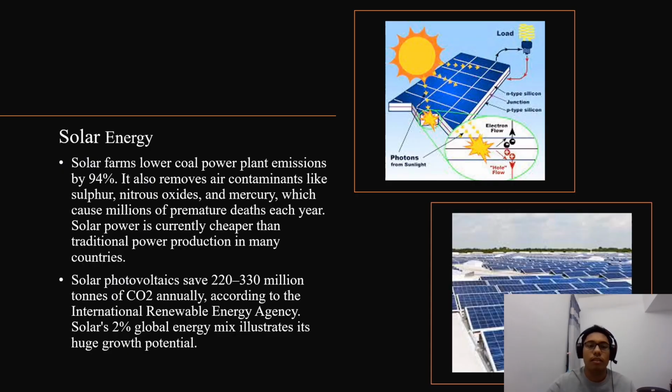For the next one, the solar energy. Solar energy lowers coal power plant emissions by 94%. It also removes air contaminants like sulfur, nitrous oxide, and mercury, which cause millions of premature deaths each year. Solar power is currently cheaper than traditional power production in many countries.